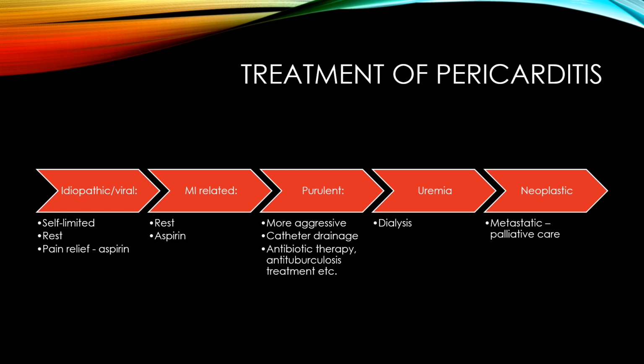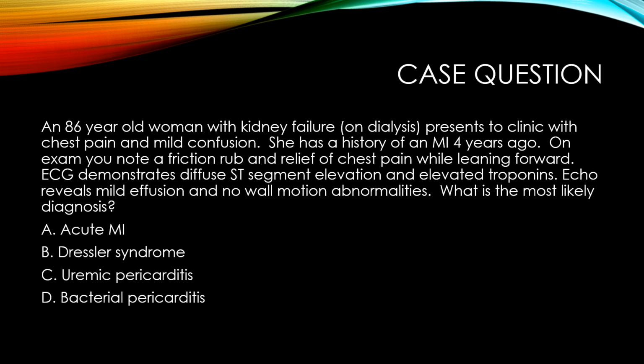Uremia, again, kidney failure patients, they're uremic. If they're already on dialysis, you may have to increase their dialysis, but you'll basically be treating that kidney issue. If it's neoplastic, like metastatic, palliative care is unfortunately really our only option. Is not as likely because we have a mild effusion here. This person would probably have very high fevers and a poor picture overall. So to treat this, we would want to probably increase their dialysis.